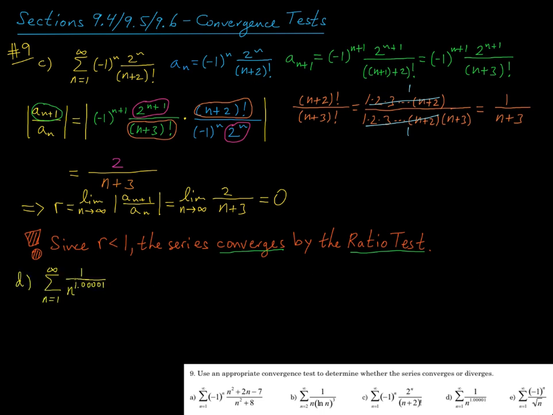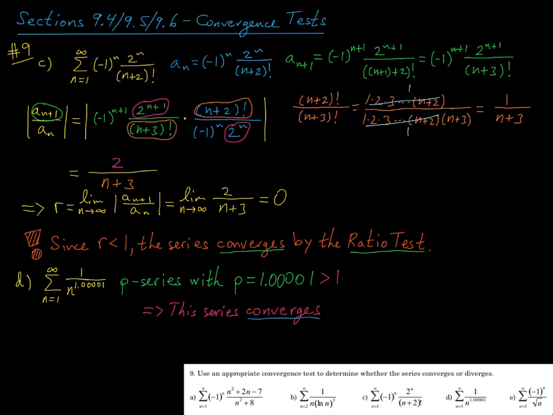We're looking at the sum of 1 over n raised to the 1.00001 power, and n starts here at 1. Well, this is a p series with exponent p equal to 1.00001. In particular, since p is greater than 1, this is a convergent p series.